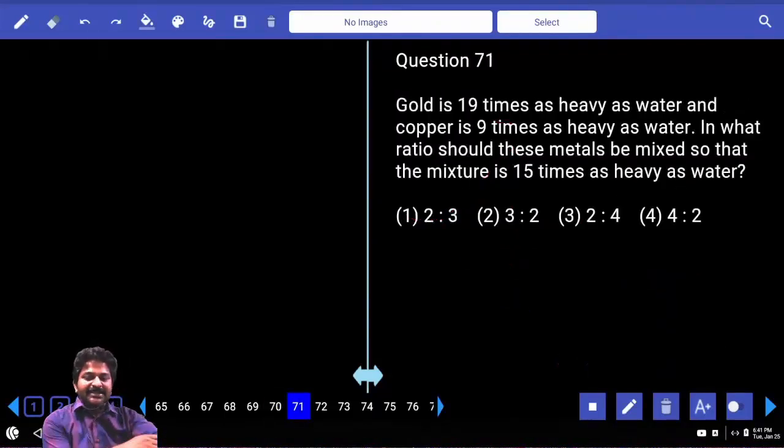Gold is 19 times as heavy as water and copper is 9 times as heavy as water. In what respective ratio should these two metals be mixed so that the mixture is 15 times as heavy as water?